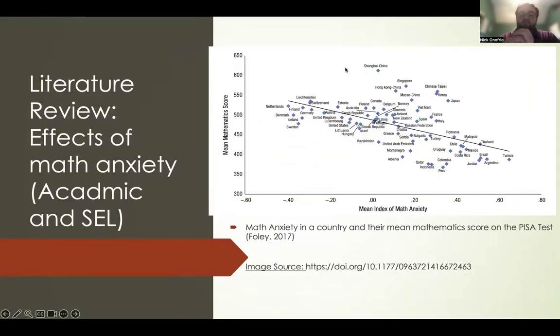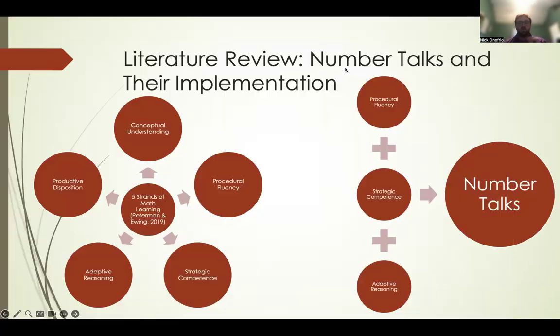Math anxiety can have a very detrimental effect on students' academic and social emotional performance. Foley in 2017 found that math anxiety and performance goes both ways, meaning they affect each other in a cycle. In other studies, Casad et al. found that math anxiety results in higher avoidance and negative attitudes towards math situations. I chose number talks as a way to try and combat my students' math anxiety.